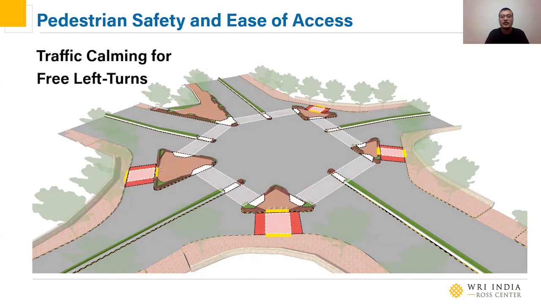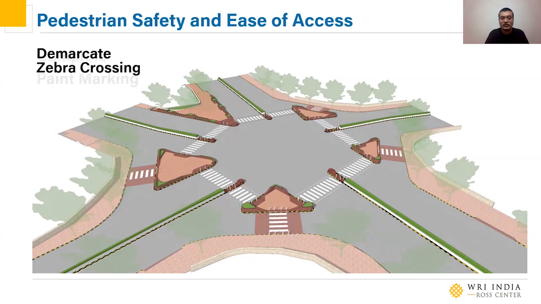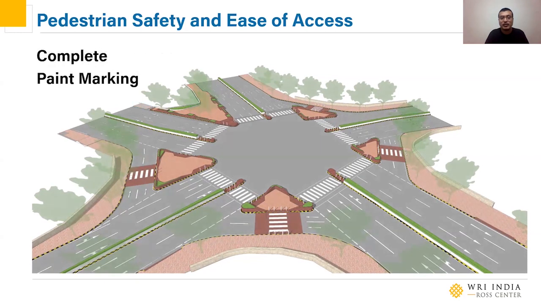Traffic calming for free left turns. In case of free left turns, turning radius can be tightened and raised crossing can be provided, which will help in reducing vehicle speed at the junction, thus making it much safer. Zebra crossings and complete lane paint markings orient people at the junction. They help in guiding pedestrians and vehicles about how to use the junction and avoid confusion.